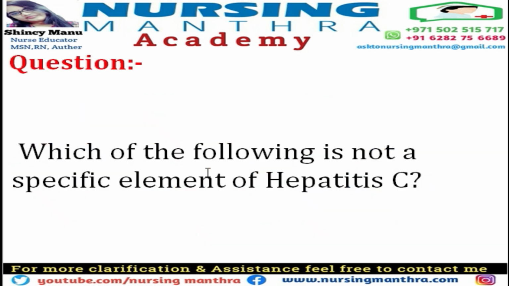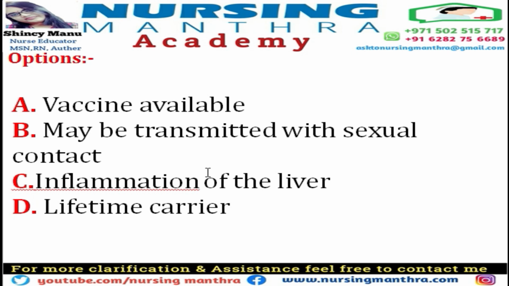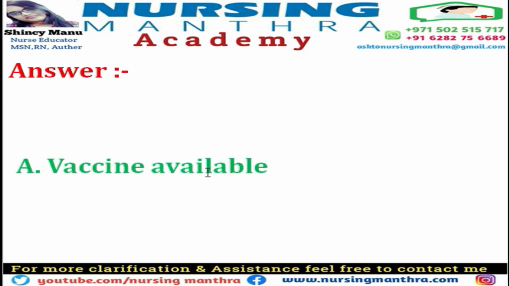Next question. Which of the following is not a specific element of hepatitis C? So here they are asking, not a specific element of hepatitis C. Option A. Vaccine available. Option B. May be transmitted with sexual contact. And C. Inflammation of the liver. And D. Lifetime carrier. So the answer is vaccine available.